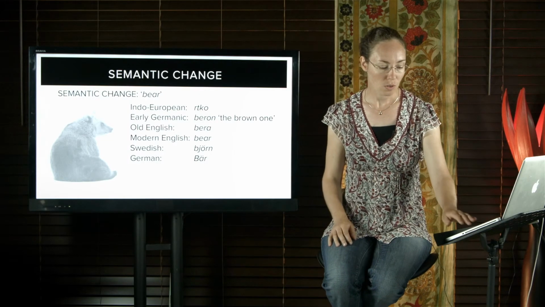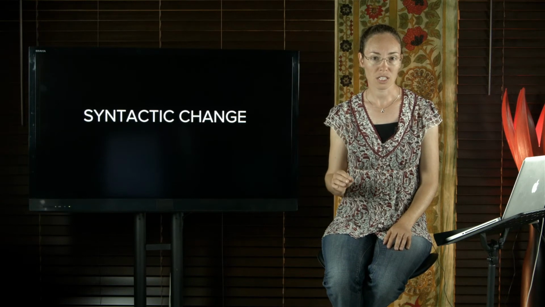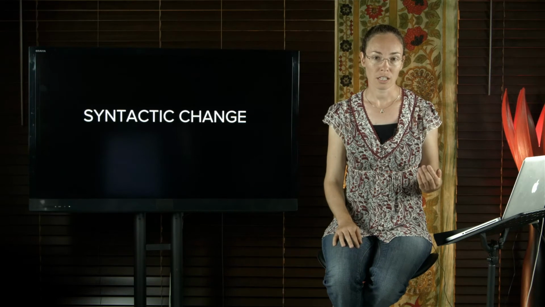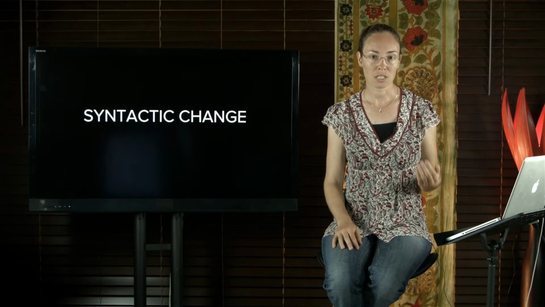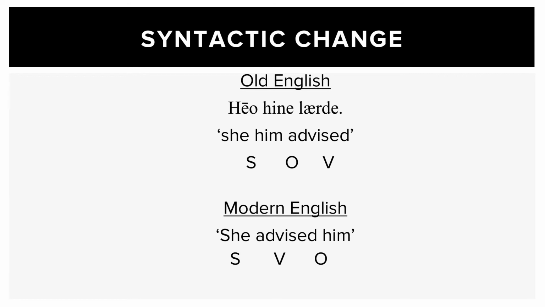Grammatical structures can also change over time. Even basic word order involving subject, object and verb can shift. In Old English, the basic word order was subject, object, verb. So: she, him advised. Whereas in Modern English, the basic word order is SVO: she advised him.